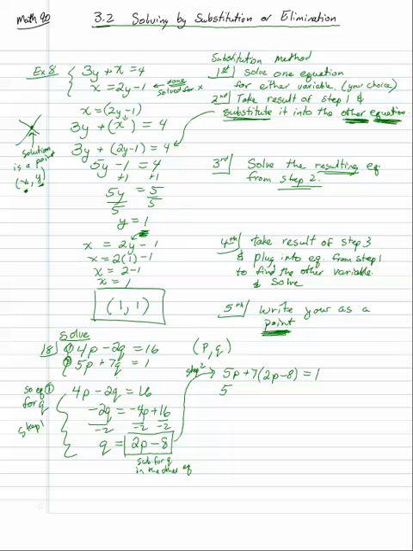So let's see, distribute the 7. Combine like terms. Add 56 to both sides. Divide by 19, both sides. So p is 3. So this was step 3.